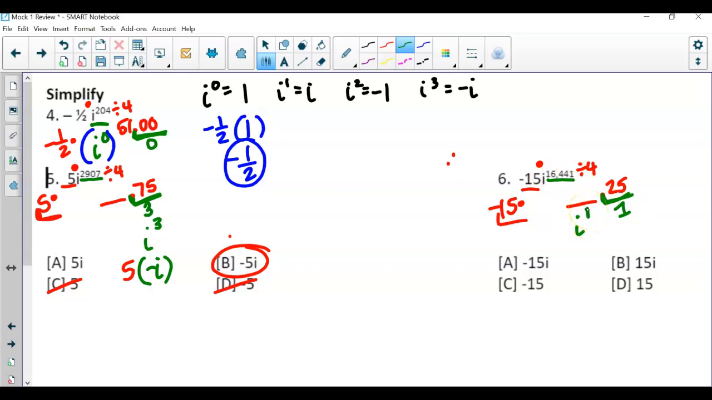Now go back to the pattern. What is i to the first power? i. But again, multiply that final answer by negative 15. Notice again how we still have i in our answer, so I'm going to mark off C and D. Negative 15 times i is negative 15i. So that's why the answer is A.